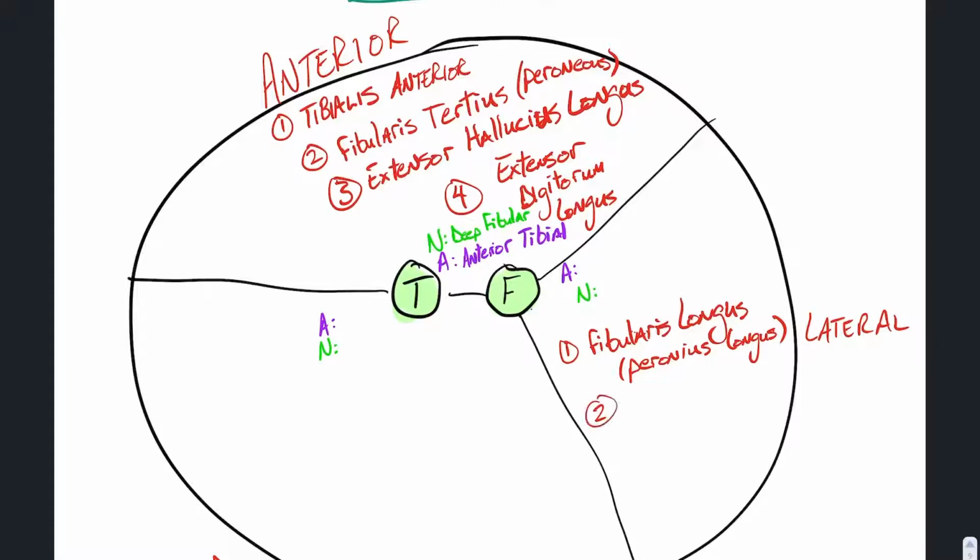Number 2 muscles. Fibularis, this should be pretty easy. F-I-B-U-L-A-R-I-S, also known as peroneus. What? There's the long one and there's a brevis one. Brevis, peroneus brevis. That's in the lateral compartment.